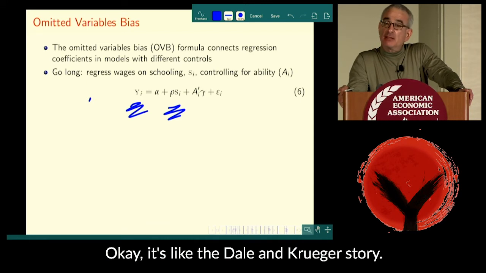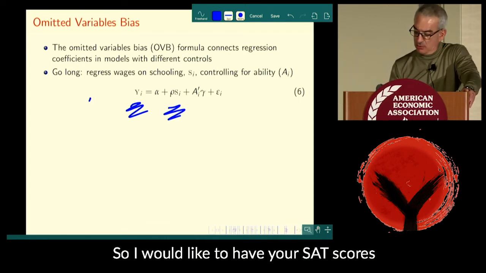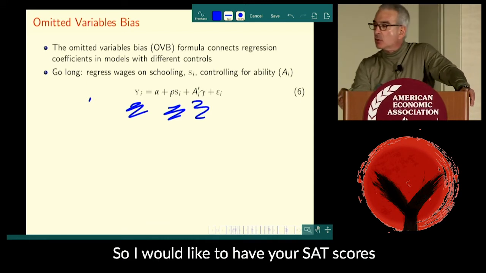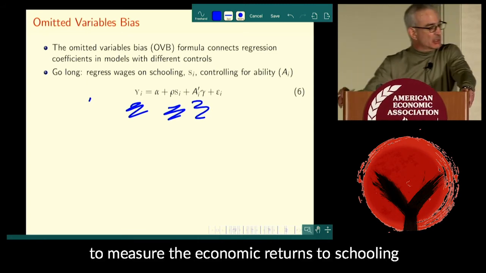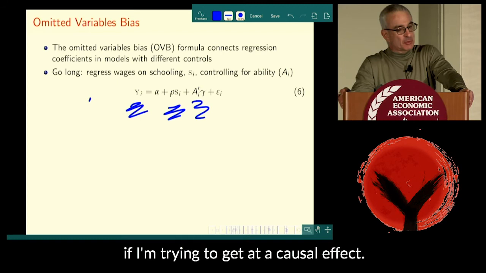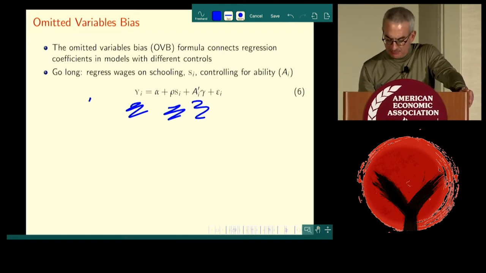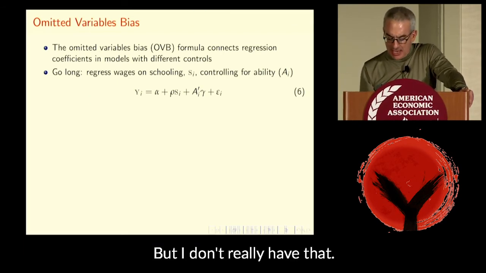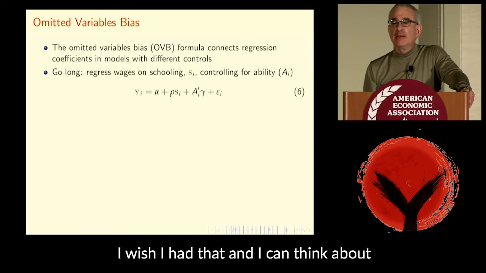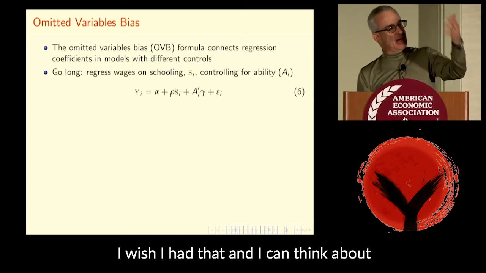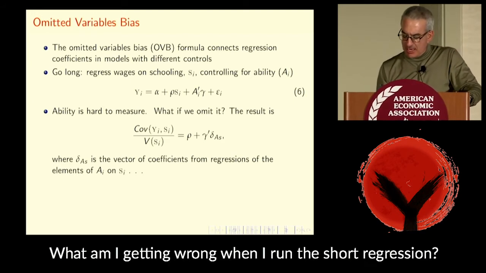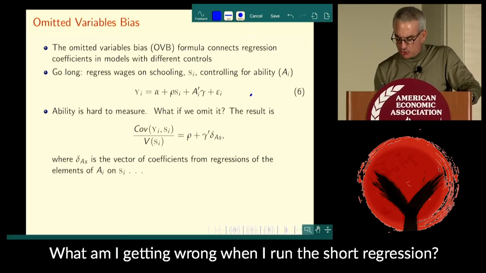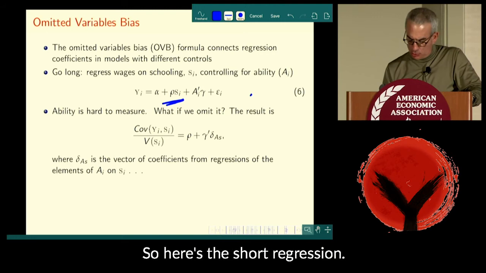It's kind of like the Dale and Krueger story. So I would like to have your SAT scores or something like that in the model that I use to measure the economic returns to schooling if I'm trying to get at a causal effect. But I don't really have that. I wish I had that, and I can think about what the consequences of having that would be. What am I getting wrong when I run the short regression?